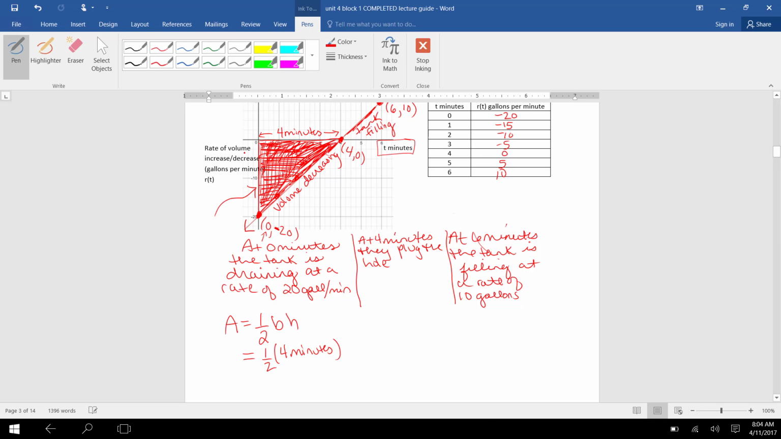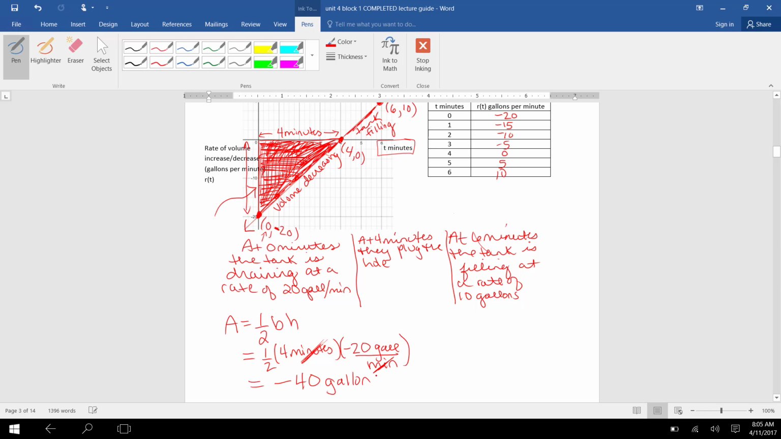The height of this triangle spans from the x-axis down to a height of -20. So the height of the function is -20, and the units of that function are gallons per minute. Again, when we multiply this together, the minutes in the numerator cancel with the minutes in the denominator. 1/2 times 4 is 2. 2 times -20 gives us -40, and the units are gallons.